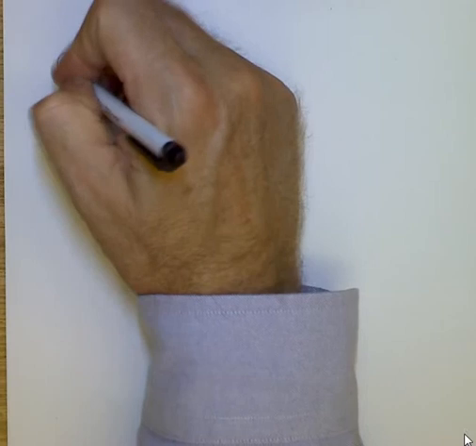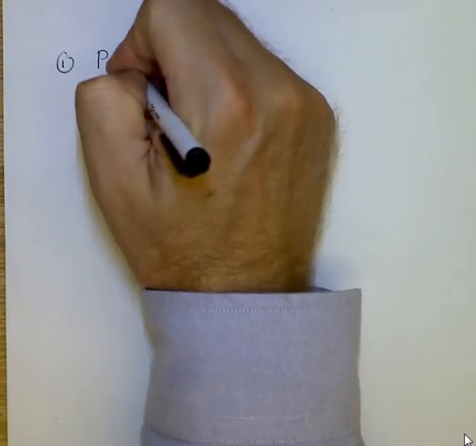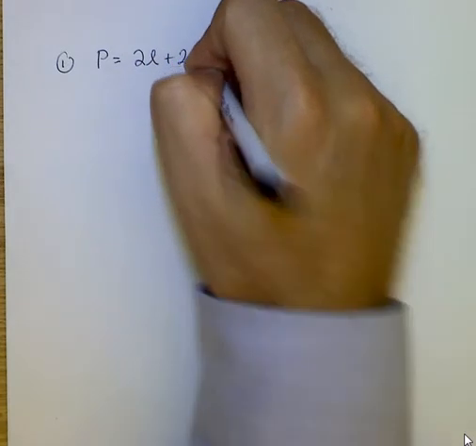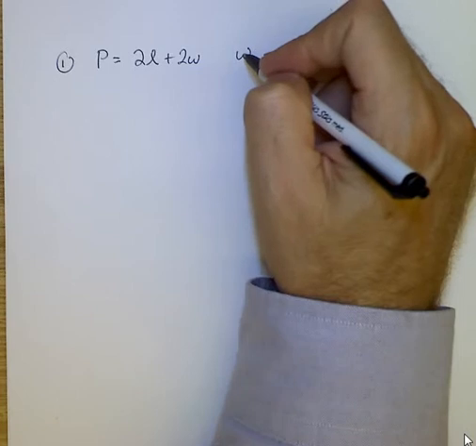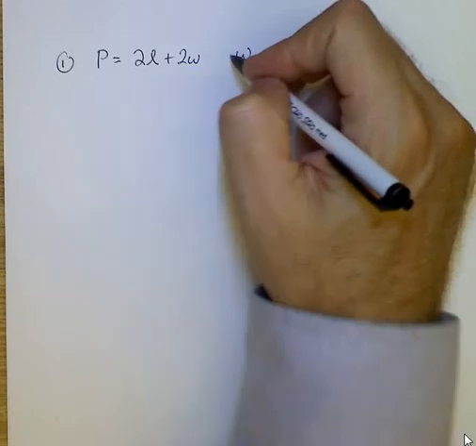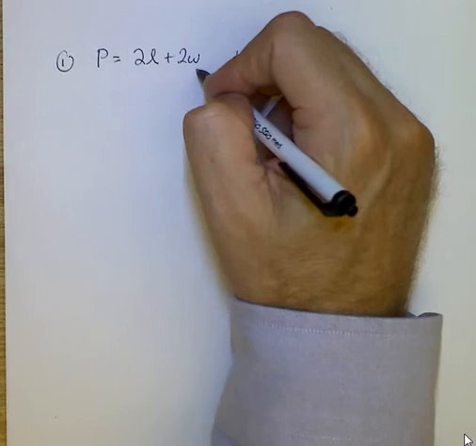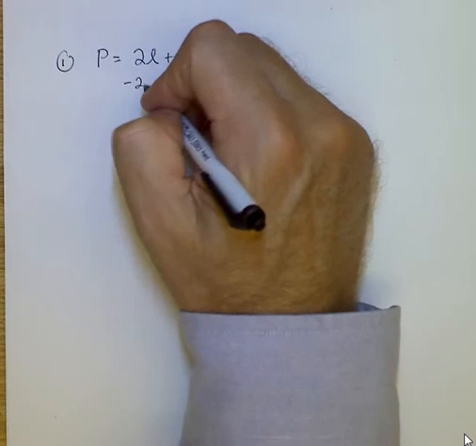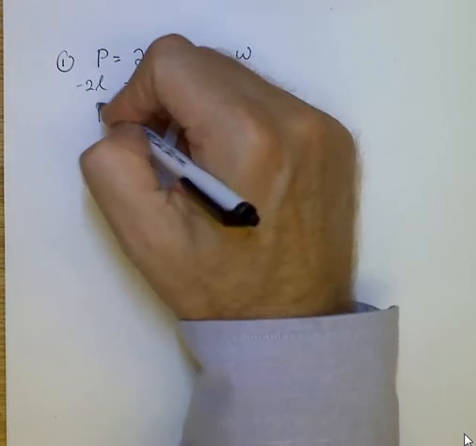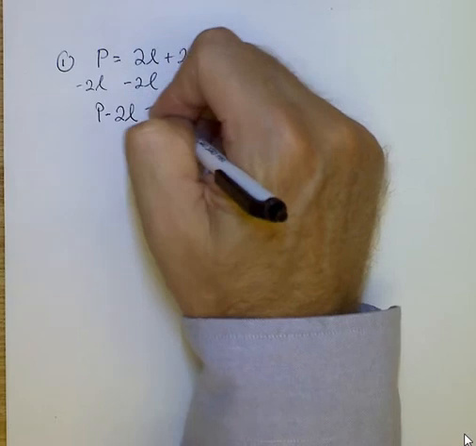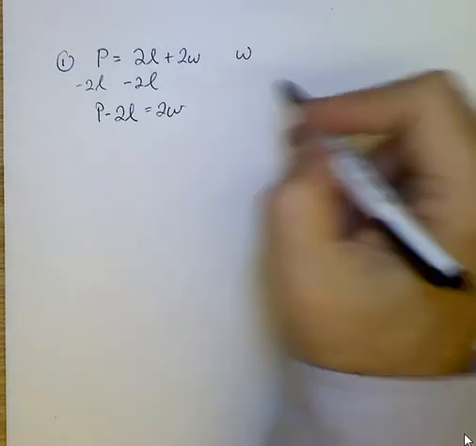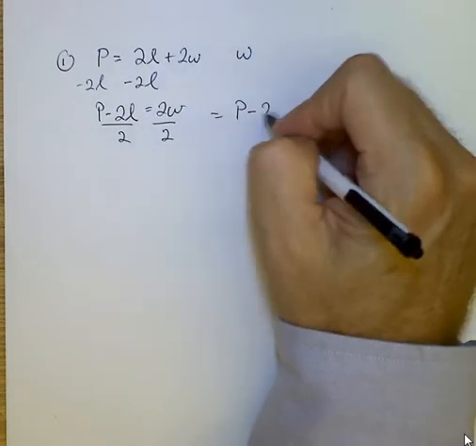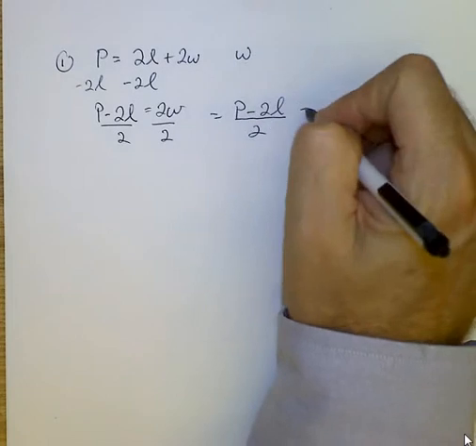If I told you that the perimeter of a rectangle was 2L plus 2W, and I want you to solve for W, we follow very similar rules as we did previously. We get all of the terms unrelated to W to one side of the equal sign and our W terms on the other. So in this case, my first step is I'm going to subtract 2L, and I'm going to be left with P minus 2L equals 2W. And then to solve for W, I'm going to divide by 2, and I'm left with (P minus 2L) over 2. And that would be your answer.